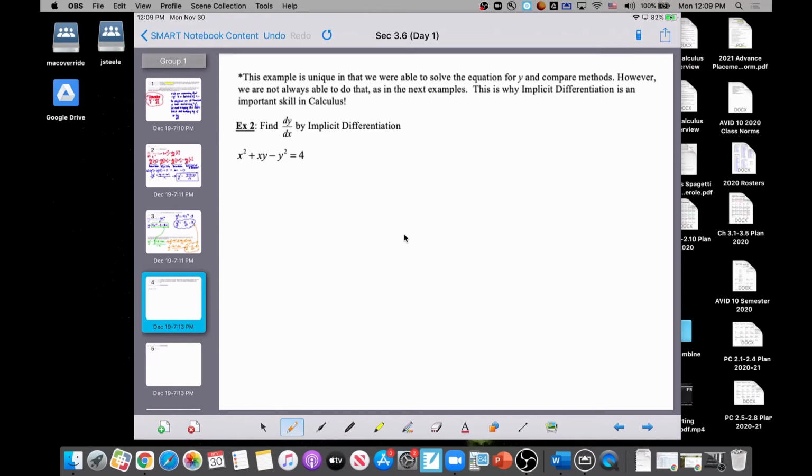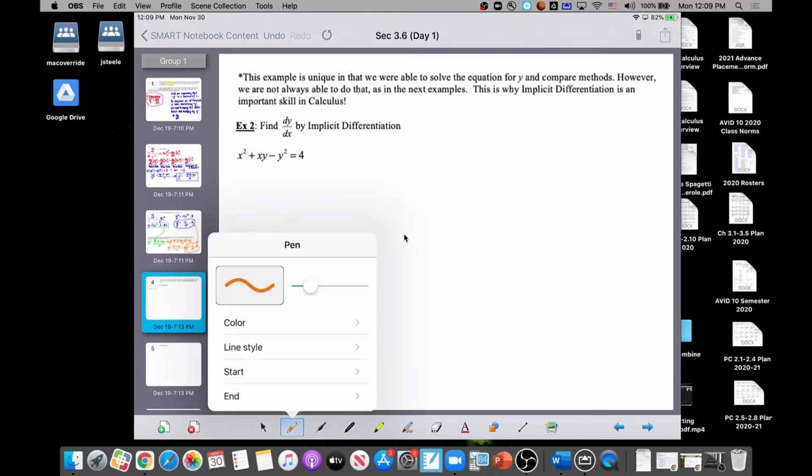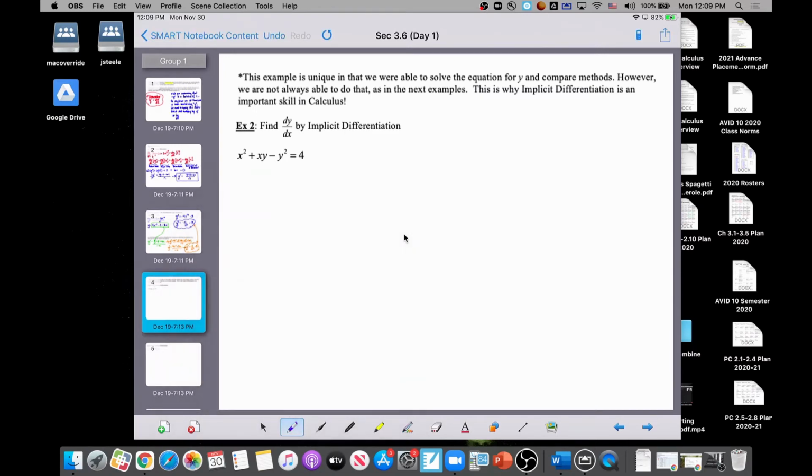So let's take a look at the next example, example 2. It says find dy dx by implicit differentiation. So I'm going to start this problem exactly the same way I started the previous. I am going to show what I'm doing. I am taking dy dx of the left-hand side of this equation and dy dx of the right-hand side of this equation. And when I do so, again, I am just differentiating each term individually.